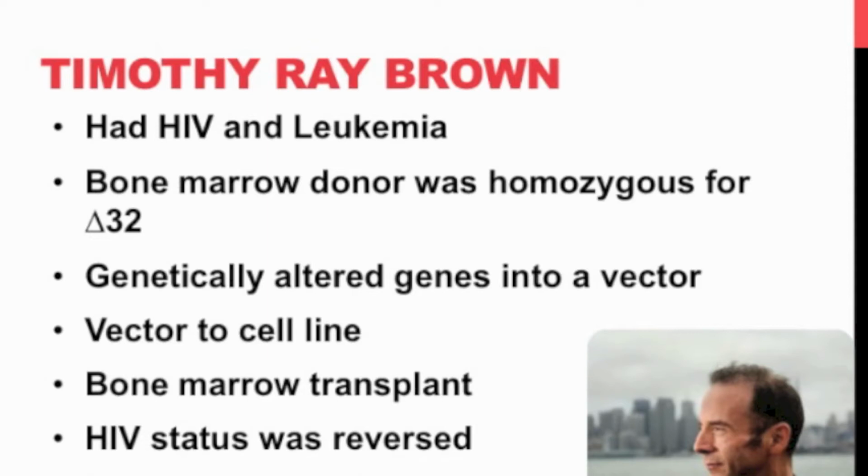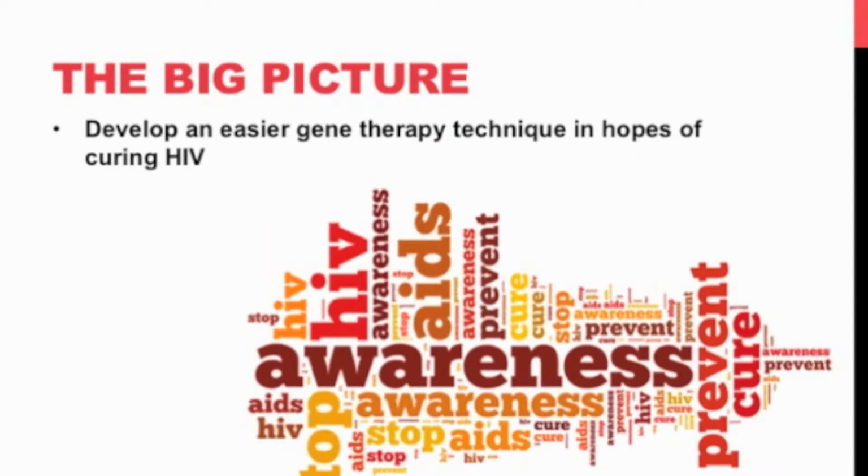He genetically altered these genes and placed them into a vector. The vector was then placed into a cell line. A bone marrow transplant was performed on Timothy Ray Brown, and his HIV status was reversed. The goal of our project is to develop an easier gene therapy technique in hopes of curing HIV.